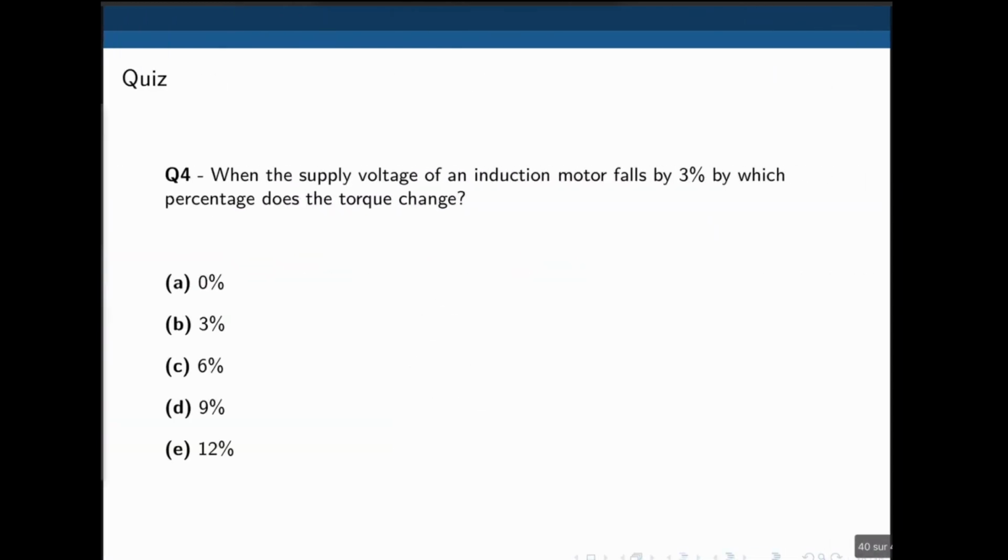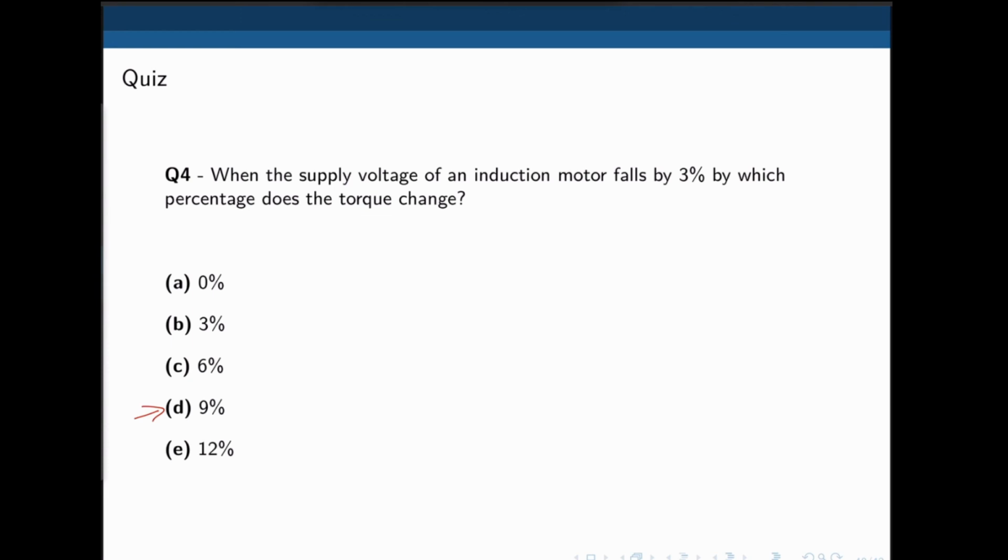Very good. Now a tricky one. When the supply voltage of an induction motor falls by 3%, by which percentage does the torque change? Is it D? 9%? I see where you're coming from, but is it? The torque depends on the square of the voltage, so we would assume that is D.